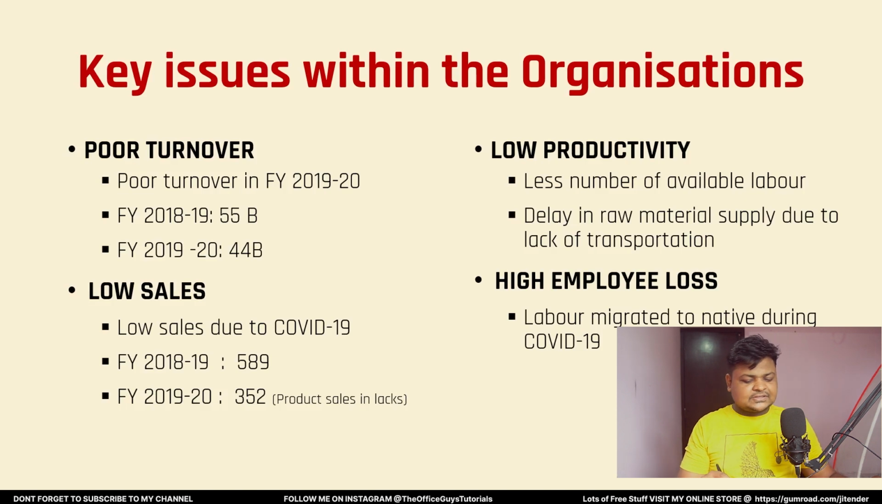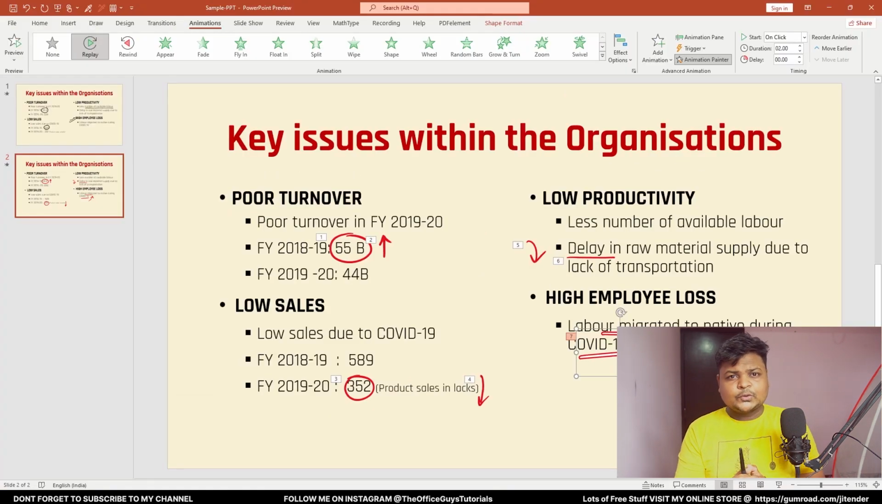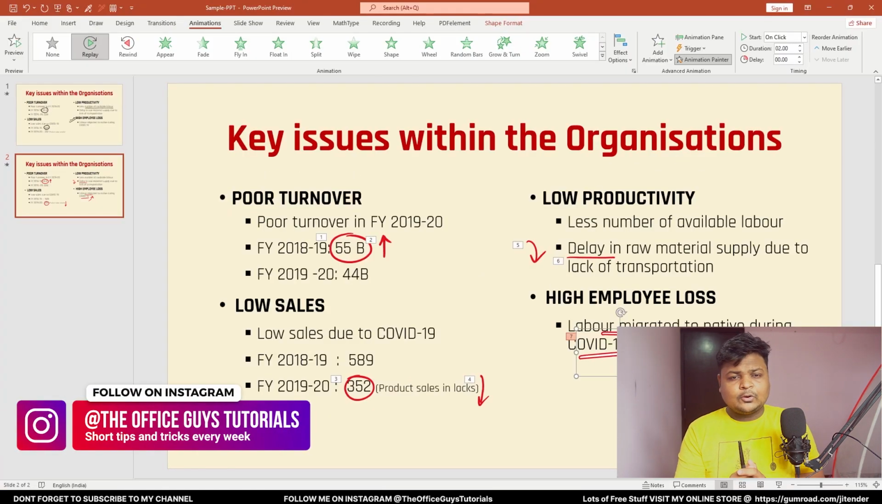Here we have the slide, and the moment I press the arrow key on the keyboard, you will see, and you can say verbally, like, the financial year 2018-19 has a sale of 55 billion, which increased. And then the sale reduced because of COVID to 352, which is because of this, and the delay in the raw material or something like that, whatever you're trying to say. So this was a quick tutorial on how you can use ink in PowerPoint.